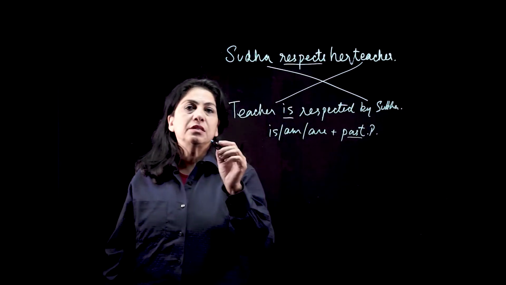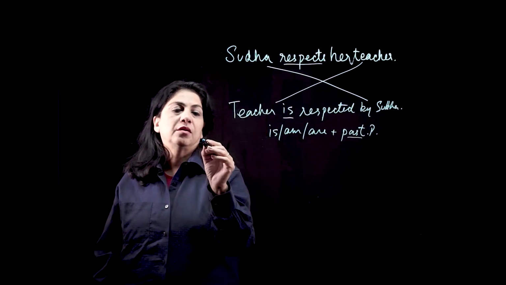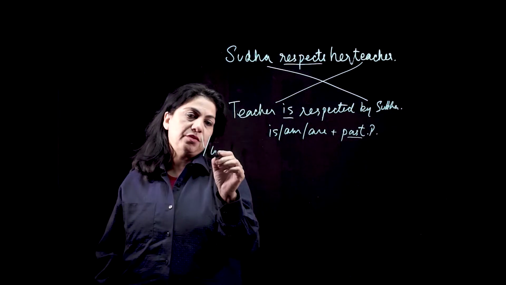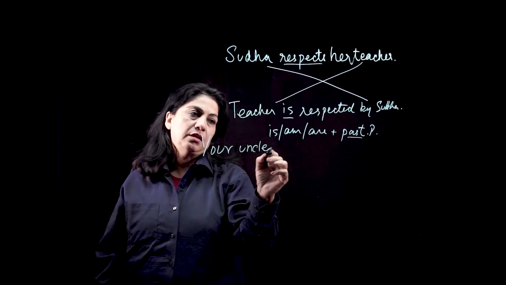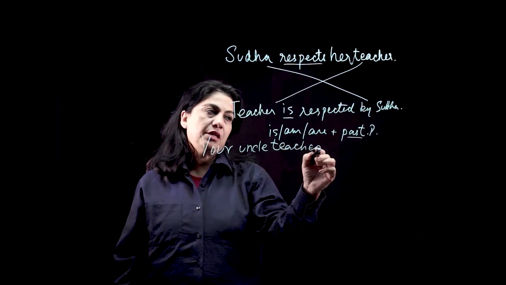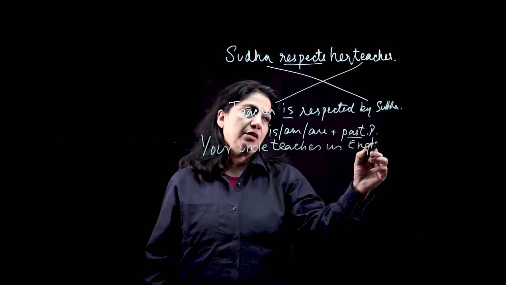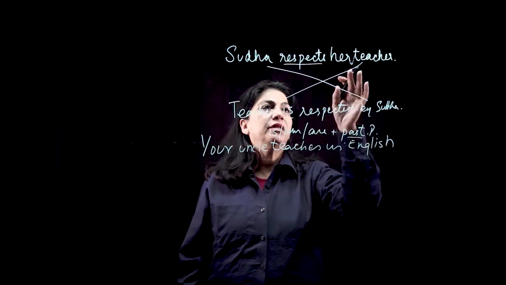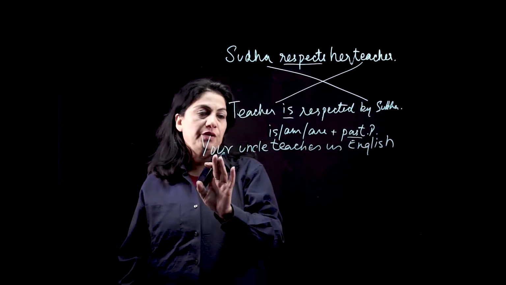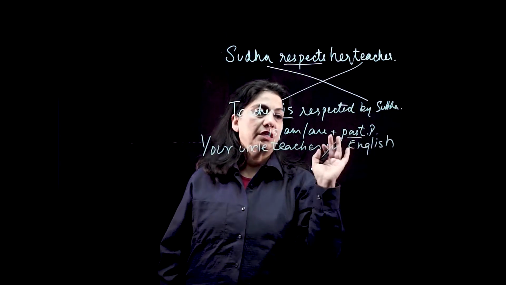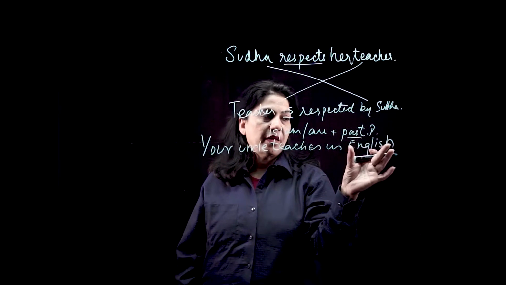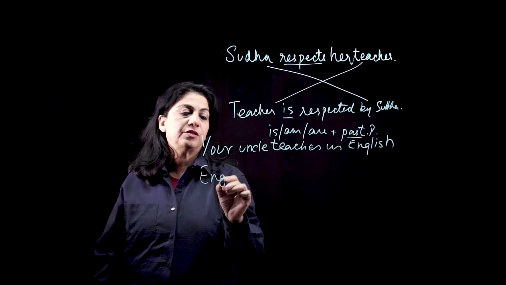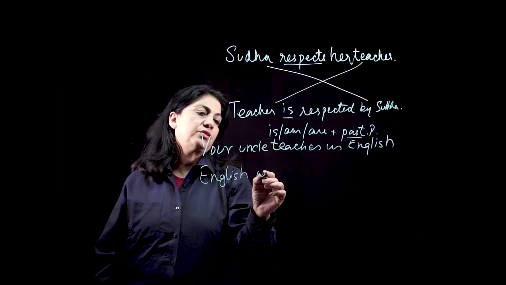So let's see another sentence, now in the passive form. In active form: Your uncle teaches us English. Your uncle teaches us English. So again, if you go by that formula, the action has to change. Now we have to get the object to be the subject. So then what do we write? English was taught.